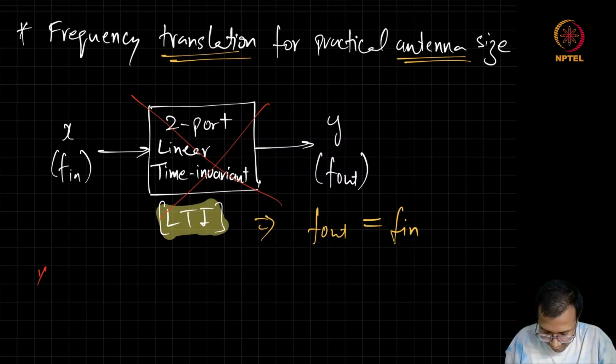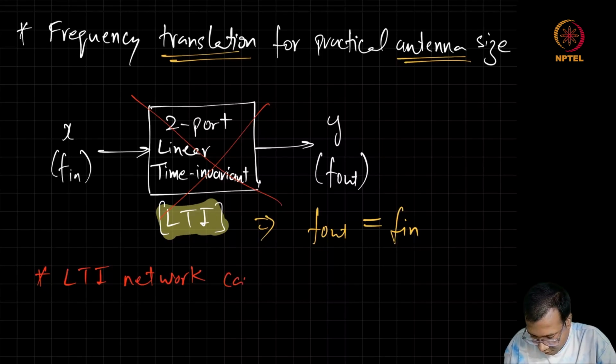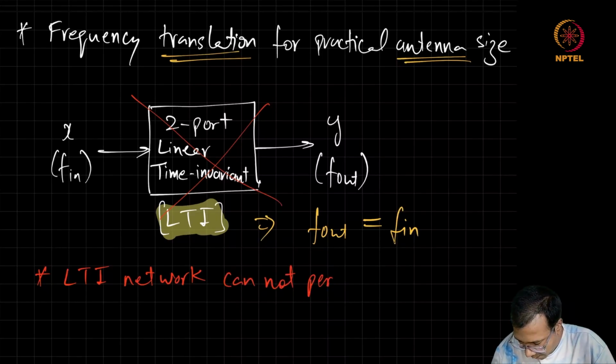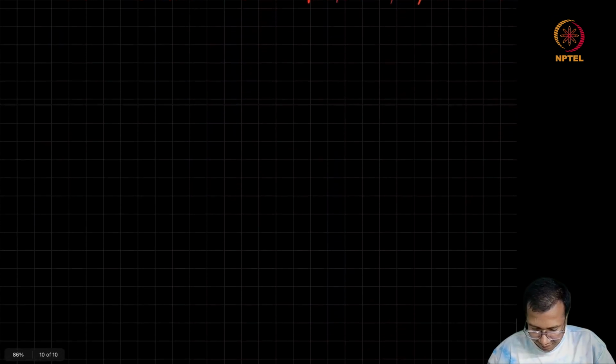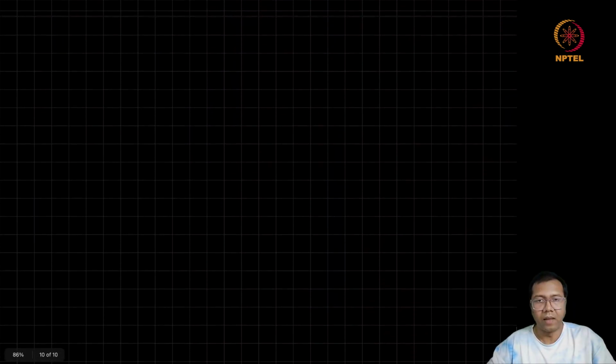Okay. So an LTI network cannot perform frequency translation. Okay, so what else can be done? Definitely LTI systems are not sufficient to do this job.